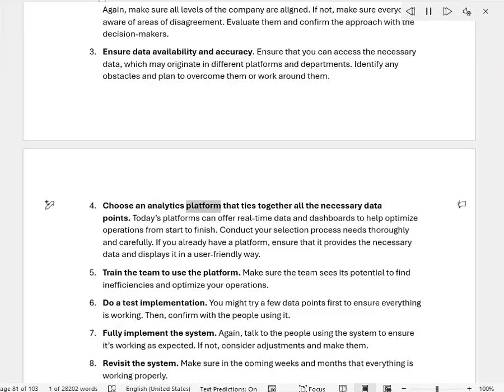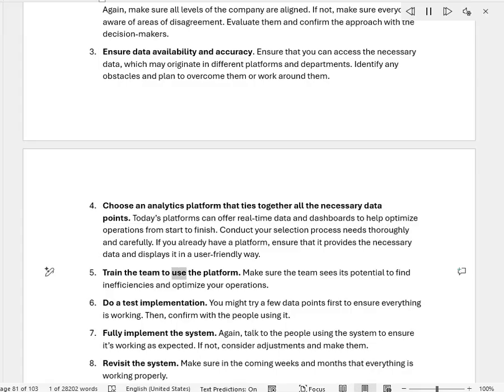Choose an analytics platform that ties together all the necessary data points. Today's platforms can offer real-time data and dashboards to help optimize operations from start to finish. Conduct your selection process thoroughly and carefully. If you already have a platform, ensure that it provides the necessary data and displays it in a user-friendly way.